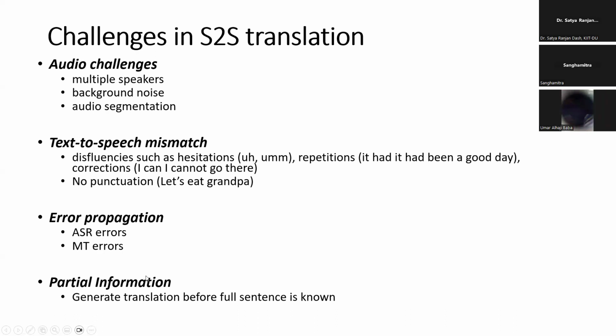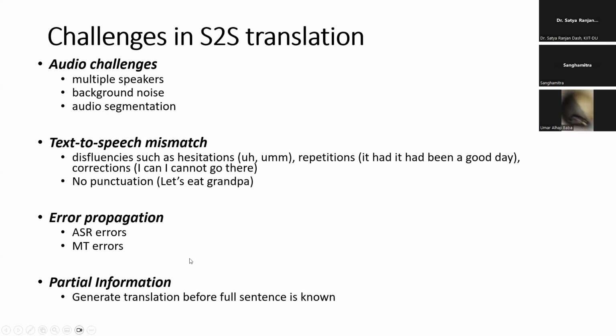And then what will happen? The errors in the ASR will propagate to the next system, that is the machine translation system. The errors there will propagate to the text-to-speech system, and this way the errors will keep on accumulating.